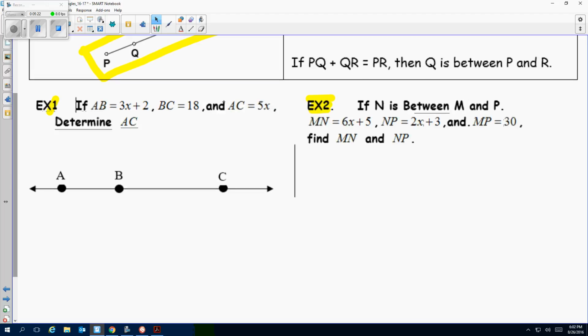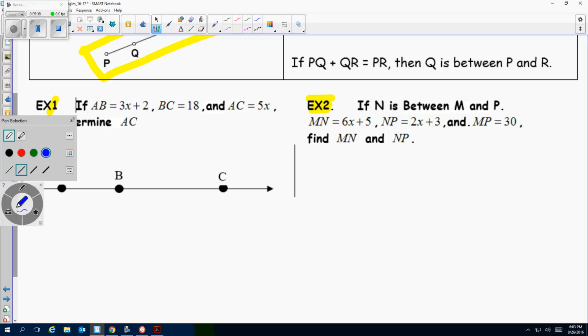On example 1, this is where I was talking about how we're going to have to draw and label, because this is the type of problem that tests your understanding of what the segment addition postulate is. If I start off with what's given, I'm going to use different colors so you can denote it.